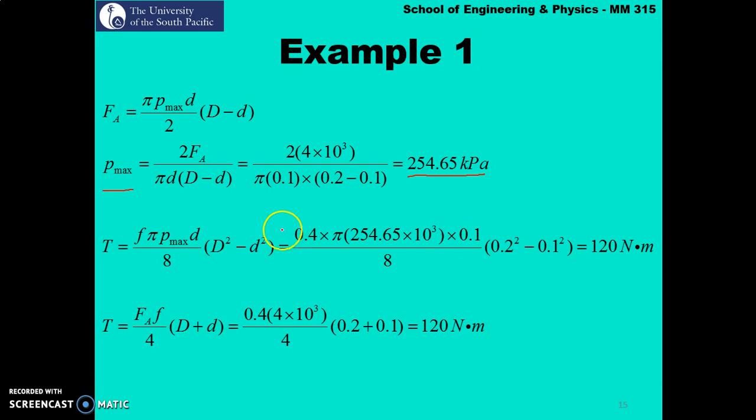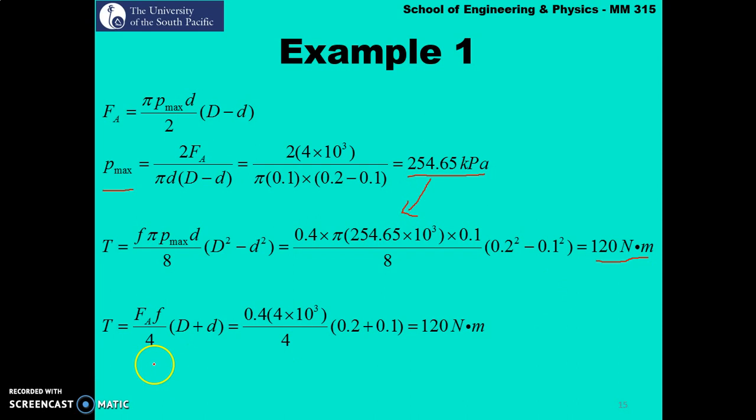Now when we're looking at torque, we can use equation 2 or equation 3. You can use both of these equations depending on the parameters that are given to you, and you can always verify your solution. So torque is nothing but F pi Pmax D divided by 8 into outer diameter squared minus inner diameter squared. The coefficient of friction was given as 0.4. The maximum lining pressure you have calculated from here, so substitute it over here. The inner diameter is 0.1, the outer diameter is 0.2.